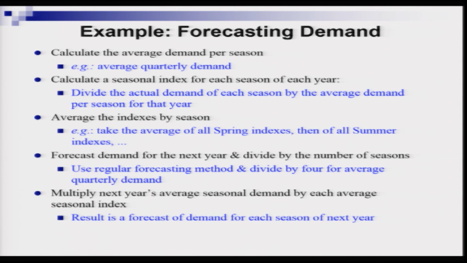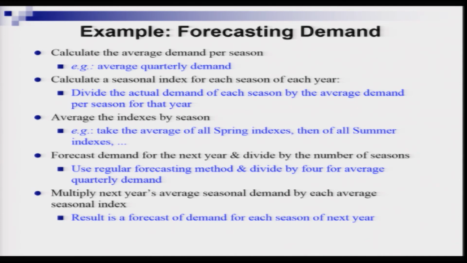Then you have to calculate the seasonal index for each season of each year. For that you divide the actual demand of each season by the average demand per season for that year. This is the way you can compute a proxy seasonal index. Then in the third step you average the indexes by season. In this context, take the average of all spring indexes, then all the summer indexes, and so forth, and then you finally forecast demand for the next year and divide by the number of seasons.